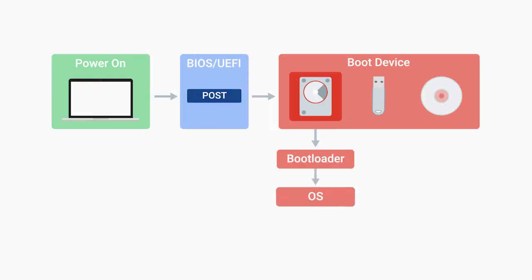Once our computer finds a bootloader on a device in the listed order, it'll start to execute this program. This will then start to load a larger and more complex program, and eventually loads our operating system. Once the bootloader loads up our operating system, our kernel gets loaded.